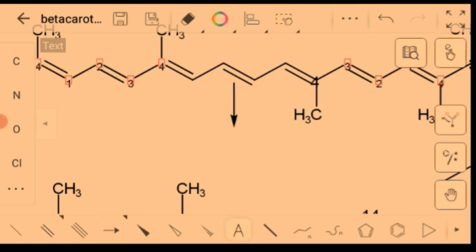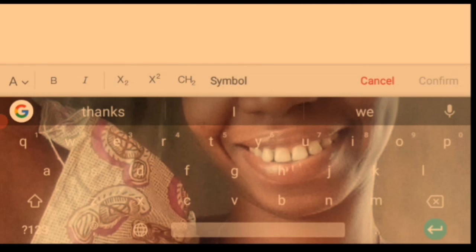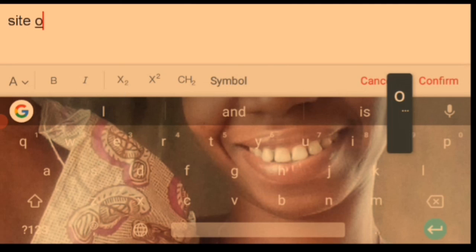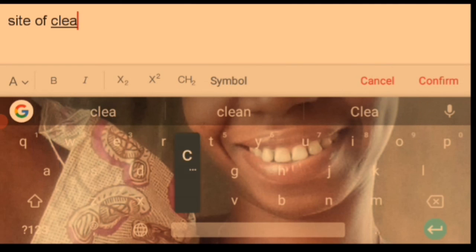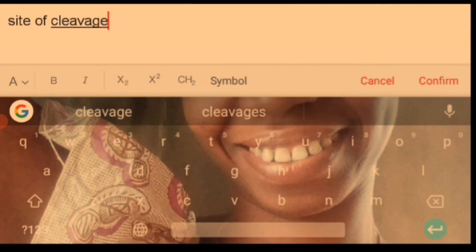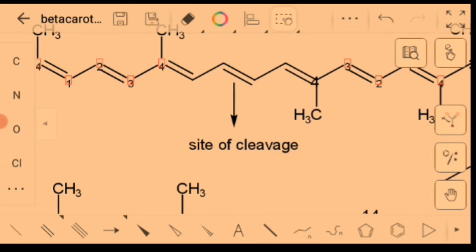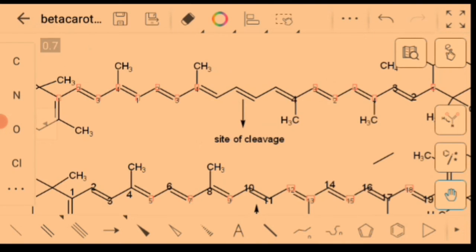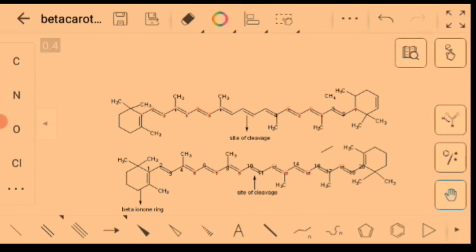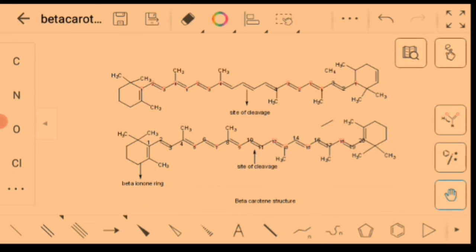And so you must always remember to add that in your labeling. Labeling the site of cleavage wrong could be very problematic for you in your exams. So you have to know the right points of cleavage. So I hope you really understood the beta carotene structure, and I hope I really explained it well. I hope you understood this perfectly.